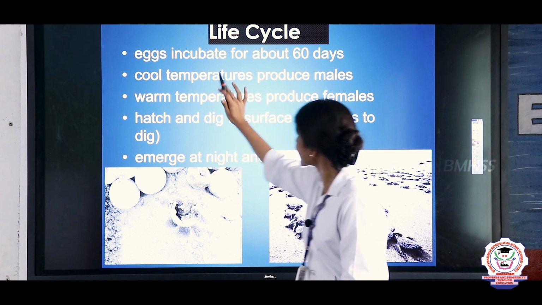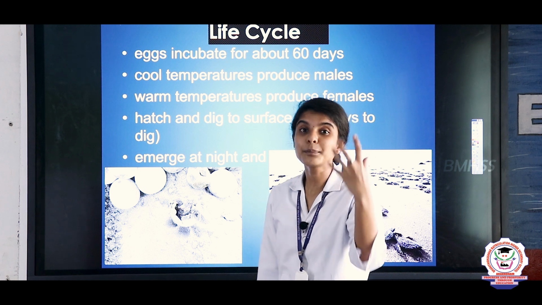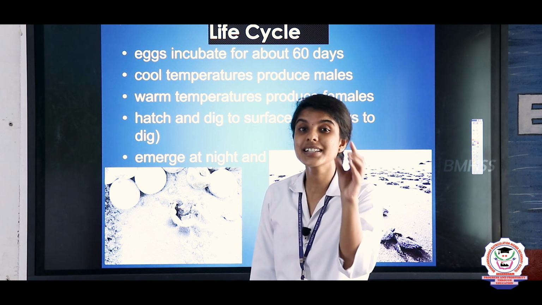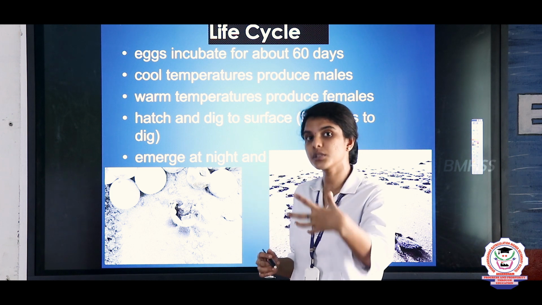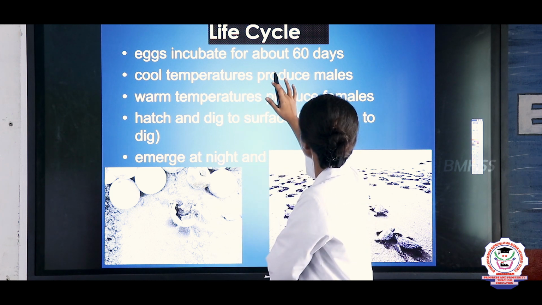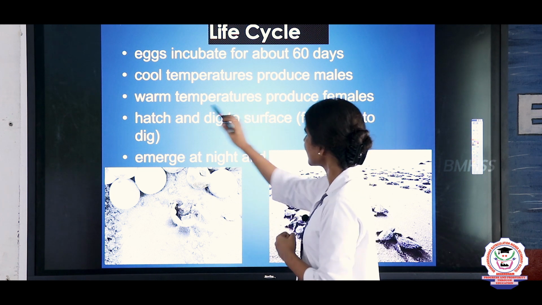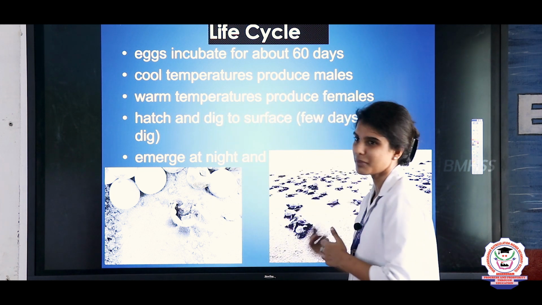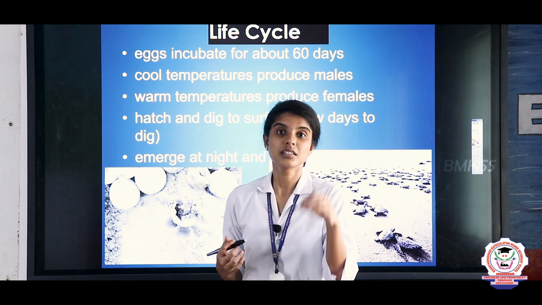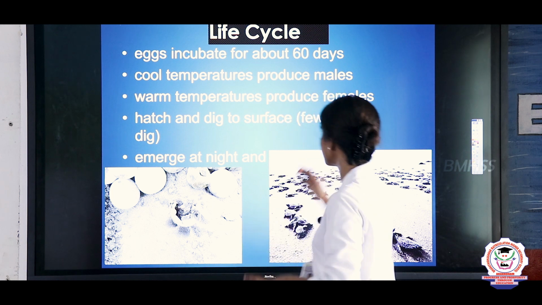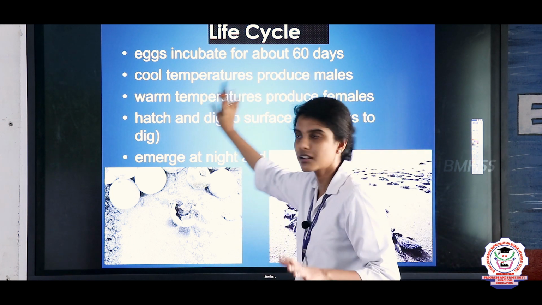Then cool temperatures produce males. Yes, I told you, the cool temperature produces males, that is 28 degrees to 30 degrees Celsius. When the eggs develop at 28 to 30 degrees Celsius, male hatchlings, or male sea turtles, are produced. Then warm temperatures produce females. Yes, the warm temperature is about 29 to 30 degrees Celsius. At 29 to 30 degrees Celsius, female sea turtles are produced.